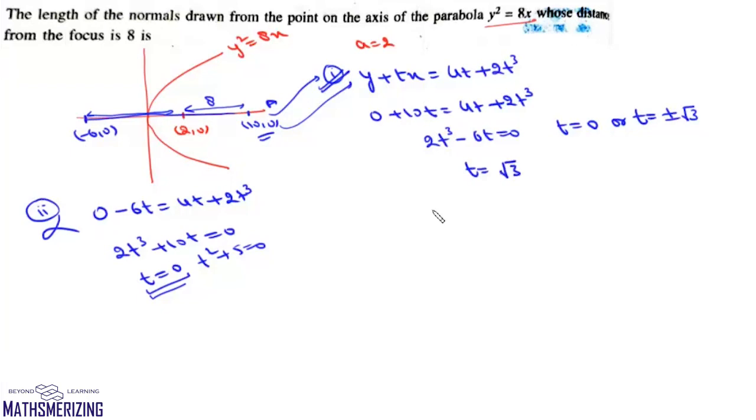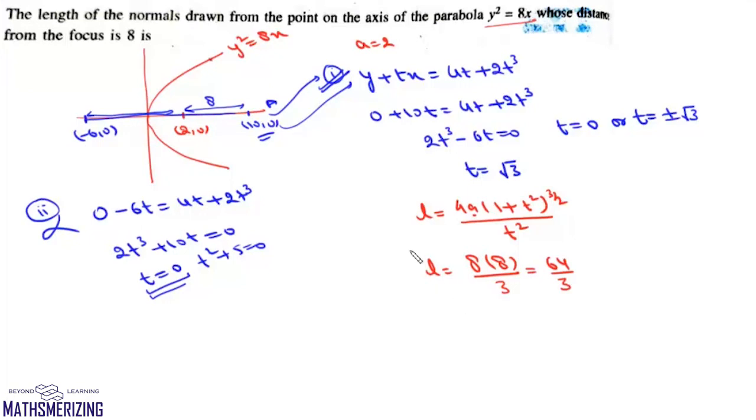Now in the previous video we have already discussed the formula for the length of a normal chord. So we know that this formula is given by L equals 4a (1 plus t square) to the power 3 by 2 upon t square. Now we'll put in the values. Here the value of a is 2, so it will be 8, and then 1 plus t square will be 4, 4 to the power 3 by 2, so that is 2 cube, which is 8 again, and then upon t square. t square here is 3. So we'll get this length as 64 by 3.